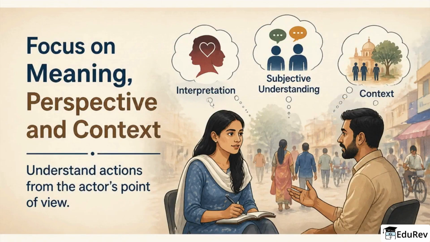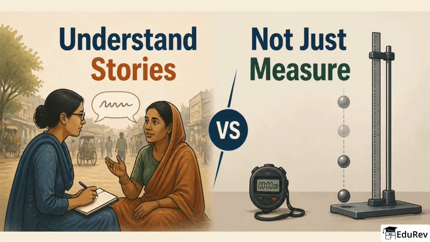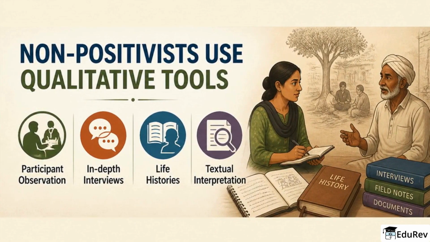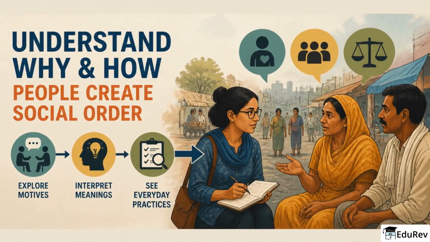This approach emphasizes interpretation, subjective understanding, and the context in which actions make sense to actors themselves. Think of social research as trying to read someone else's story rather than measuring the speed of a falling object. Non-positivists favor qualitative tools like participant observation, in-depth interviews, life histories, and textual interpretation for that reason. These methods let researchers unpack motives, meanings, and the everyday procedures people use to create social order.